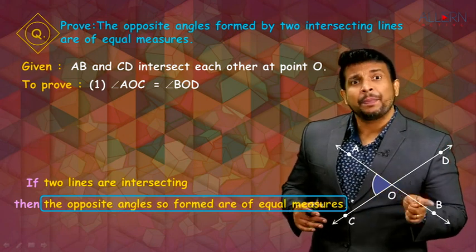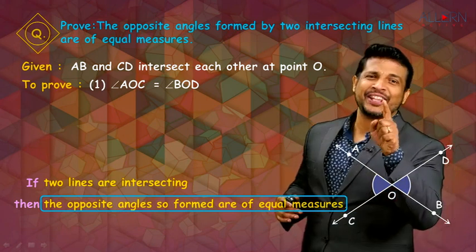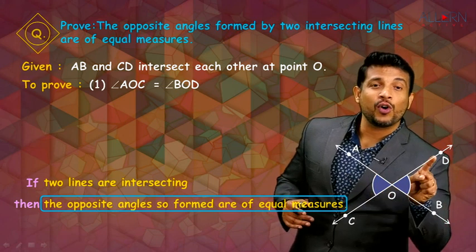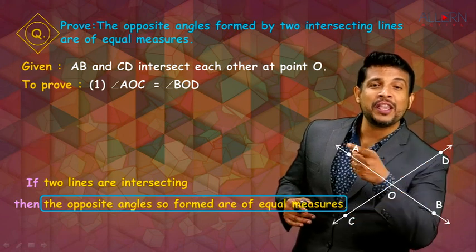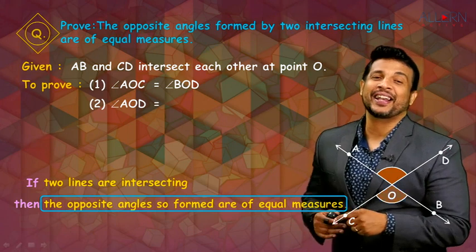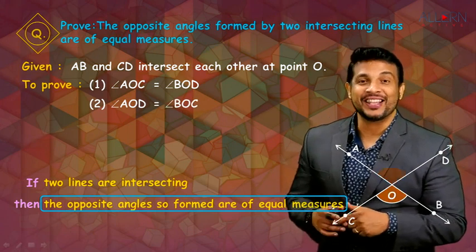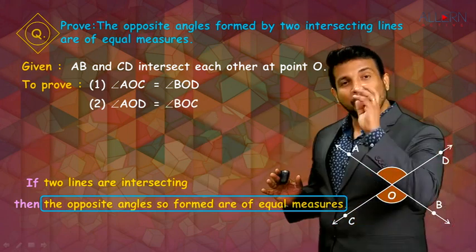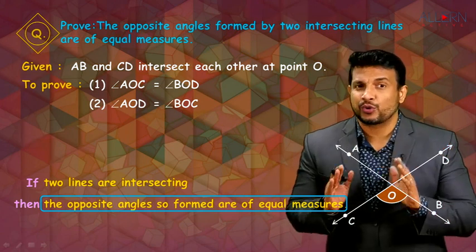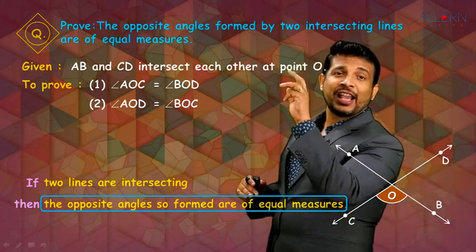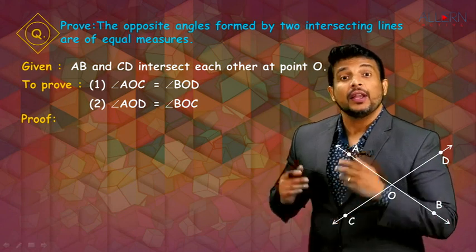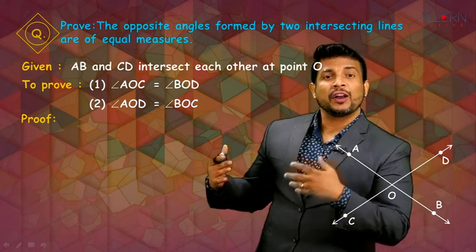Now this is one pair of opposite angles. Do we have one more? Yes. Which one? Angle AOD and angle COB. So we write there the next one, angle AOD equal to angle BOC. So right now from the statement we have understood what we are supposed to draw, what is a given and what is a to prove, right? Now let's understand on the basis of this, how are we going to prove this?